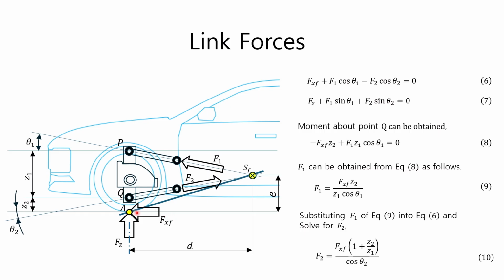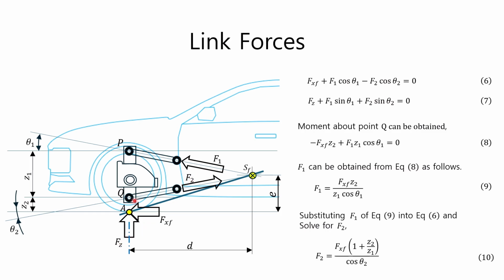First, equation 6 can be obtained from the equilibrium of the horizontal components of all the forces acting on the front suspension links. The driving force Fxf must be in balance with the horizontal component of the force F1 acting on the upper arm and the horizontal component of the force F2 acting on the lower arm, which is expressed as equation 6. Next, equation 7 can be obtained from the equilibrium of the vertical components of all the forces acting on the front suspension links.